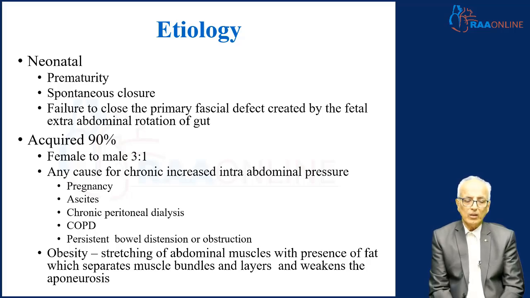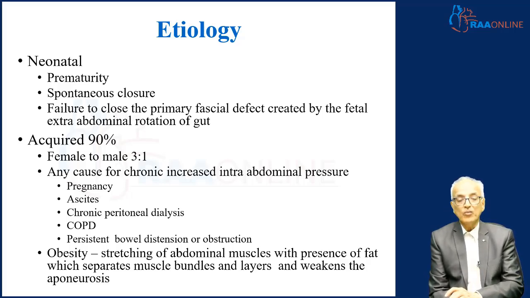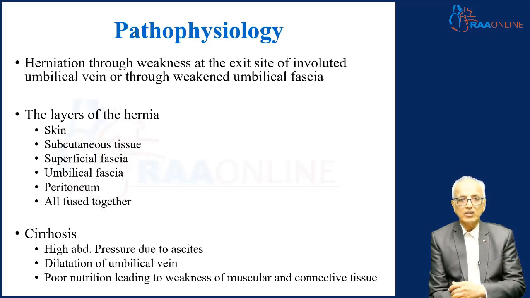Any cause of chronic increased intra-abdominal pressure, like pregnancy, ascites, chronic peritoneal diastasis, COPD, persistent bowel distension or obstruction, can lead to paraumbilical hernia. Obesity is another major factor. Stretching of the anterior abdominal muscle with the presence of fat, which separates the muscle bundles and layers and weakens the aponeurosis, can be the cause for paraumbilical hernia occurrence.